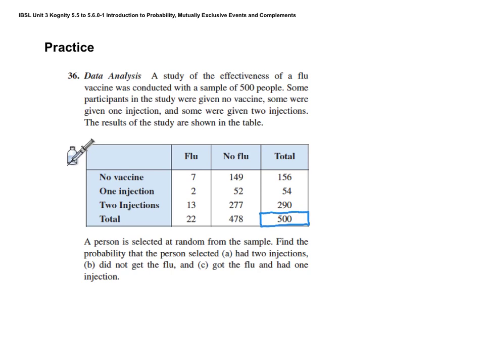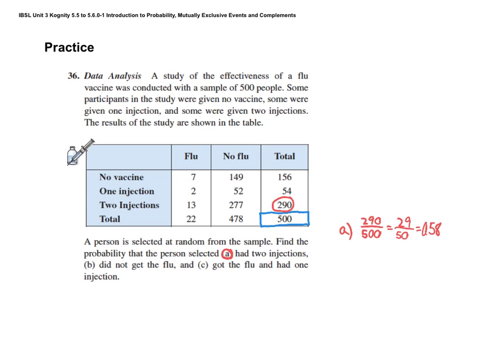It says a person is selected at random from the sample. Find the probability that the person selected, A, had 2 injections. So what's the probability? How many people had 2 injections? 290. So for A, 290 had 2 injections out of 500. You could just leave that as 29/50ths. If you want, you could write it as a decimal, 0.58 or 58%.